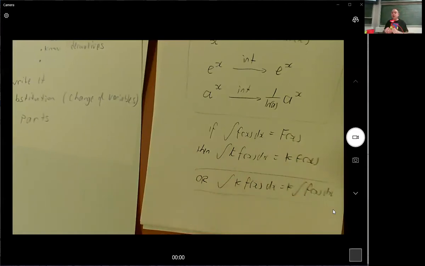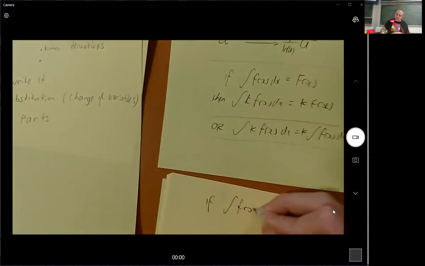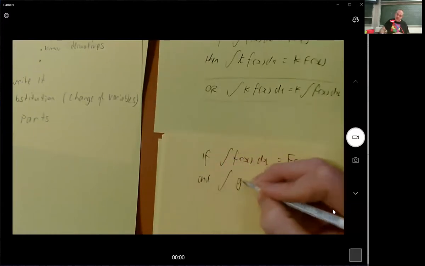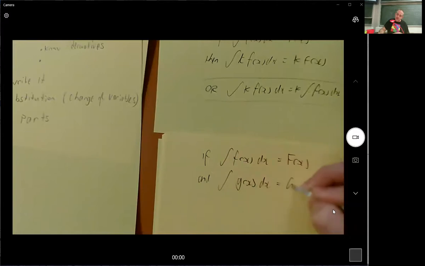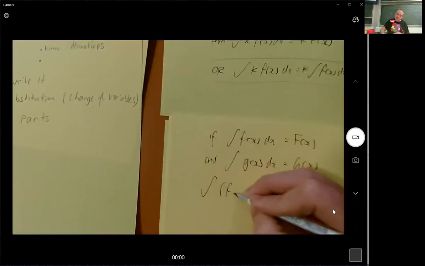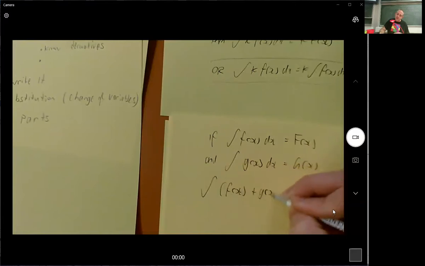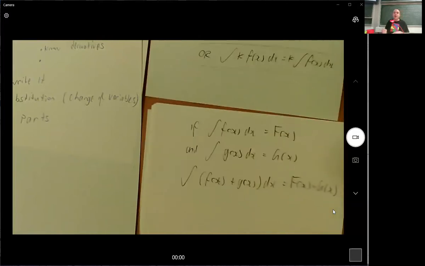Okay, and then also if you add two of them together, then you can do the integral separately. So if the integral of f is capital F, the integral of g is capital G, then the integral of f plus g is capital F plus capital G. Same deal. I might as well write it down. If the integral of little f of x is capital F of x, and the integral of little g of x is capital G of x, then the integral of f of x plus g of x is capital F of x plus capital G of x. So if you integrate first and then add, you get the same answer as if you add and then integrate.